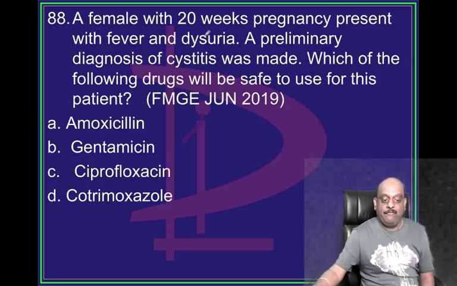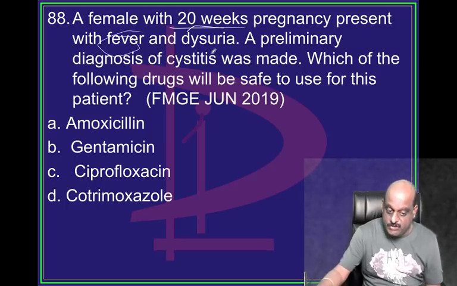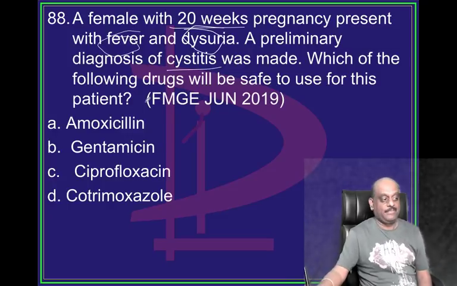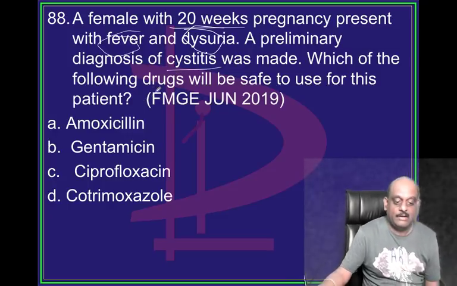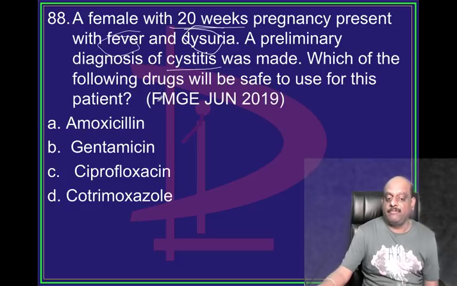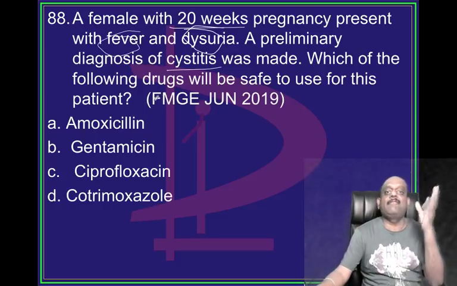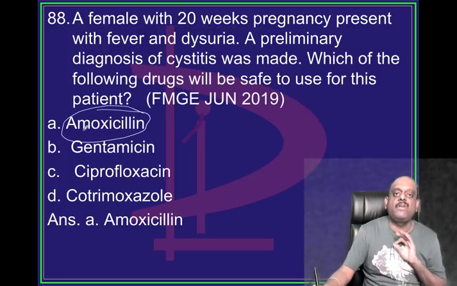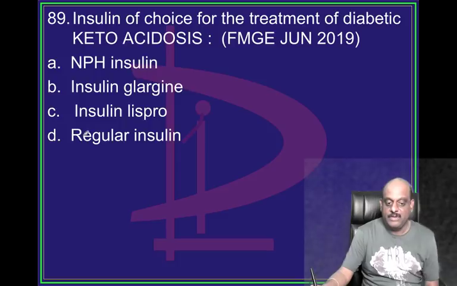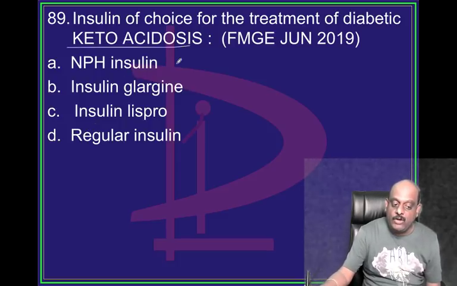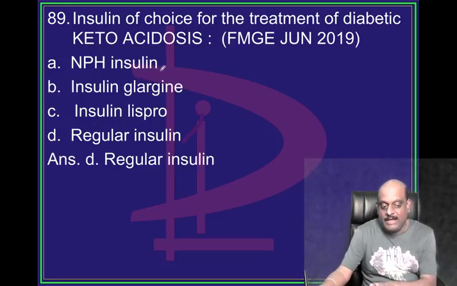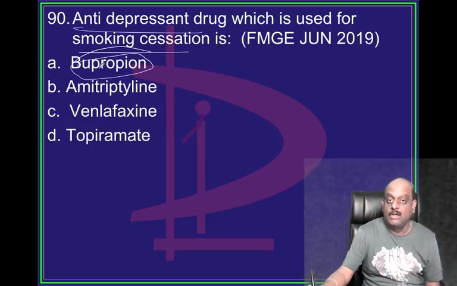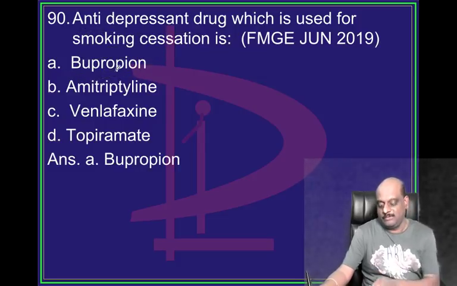Now, a female, 20 weeks pregnancy, fever, dysuria, she is also having cystitis. Now, doctor, which drug is safe? Pregnancy mein safe kya hai, unsafe kya hai among antibiotics? Amoxicillin 100% safe in pregnancy. Diabetic ketoacidosis mein we use regular insulin. Which antidepressant is used for stopping smoking, doctor? Bupropion is what you should remember.